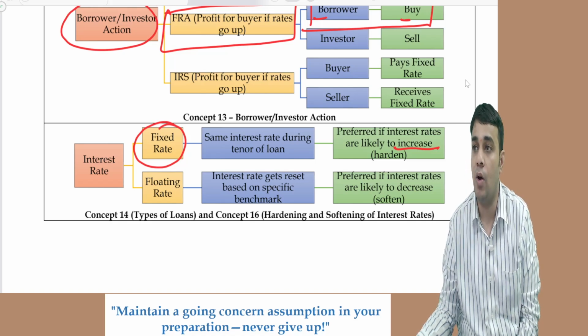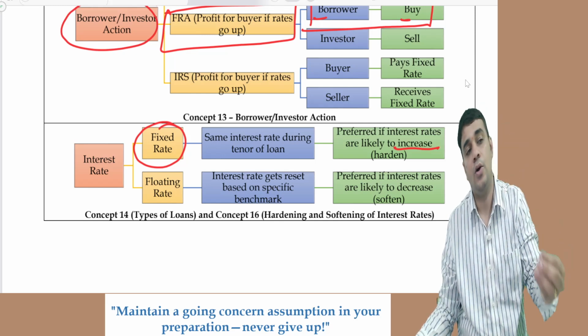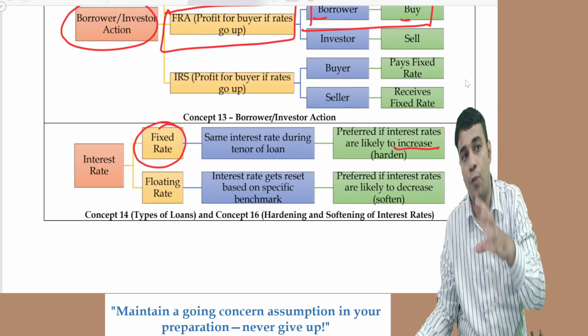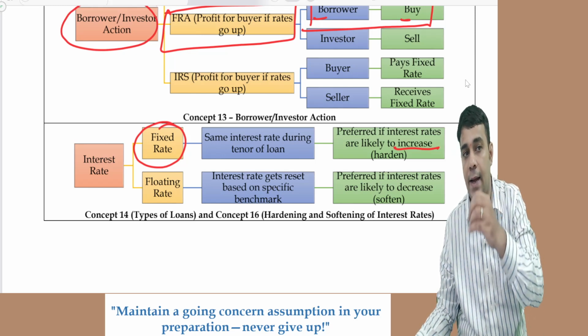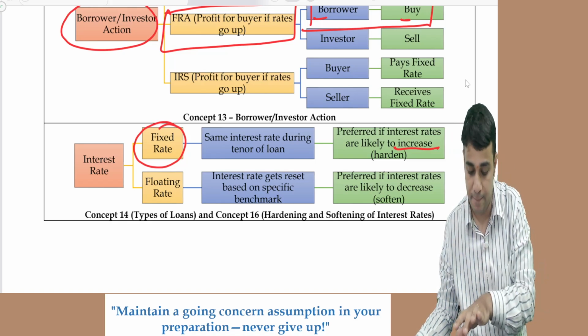So depending on what is going to happen to interest rate, you have two options: either to go for a fixed loan or to go for a floating loan. In India's context, majorly banks give only floating loan, but if I have a choice, these two options are there.